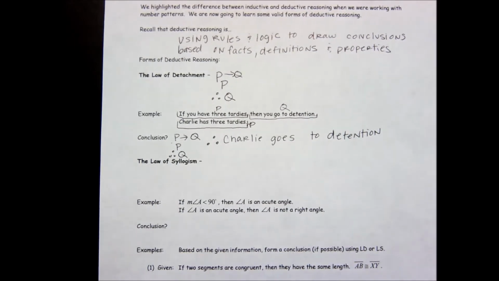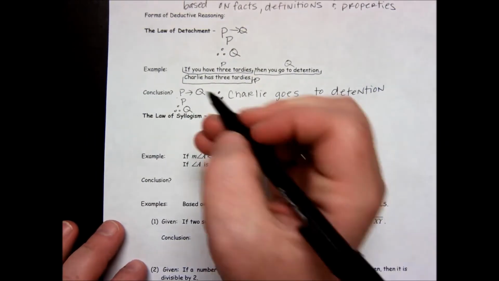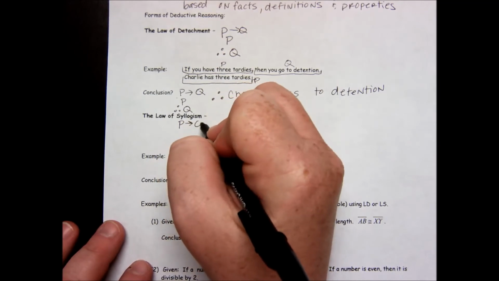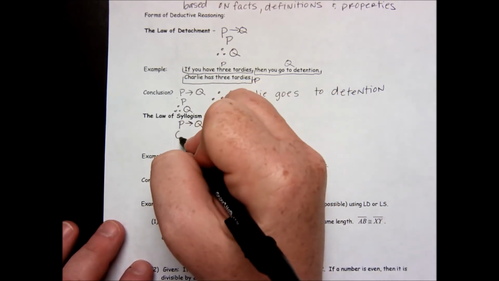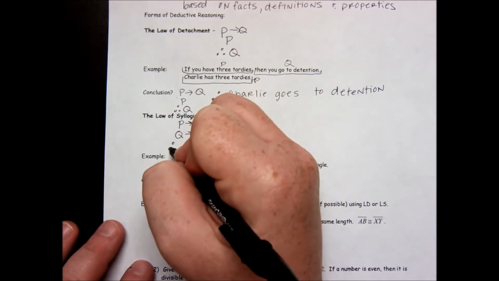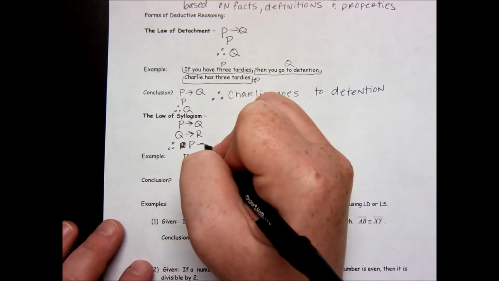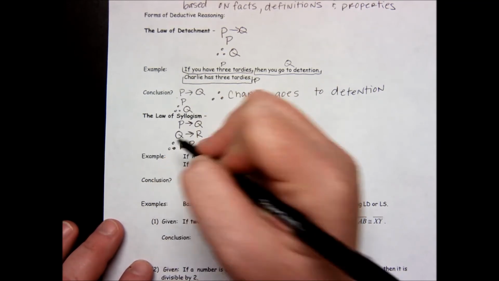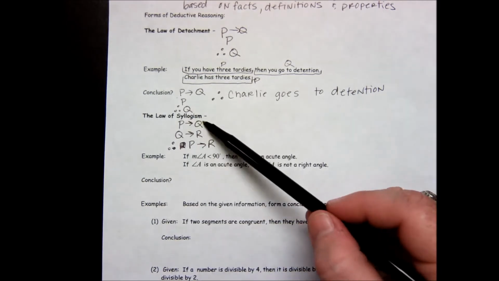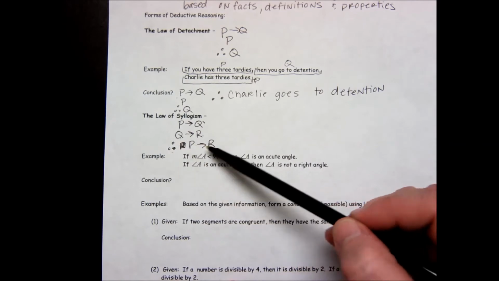All right, let's look at the law of syllogism. The law of syllogism says that if P happens, then Q happens, and if Q happens, then R happens, then therefore P implies that R happens. So in this case, we're adding an extra step. If P happens, then Q happens, and if Q happens, R happens. Therefore, when P happens, R happens.